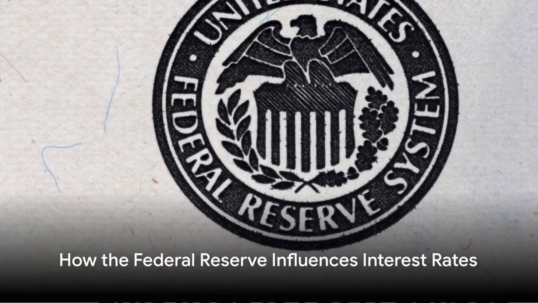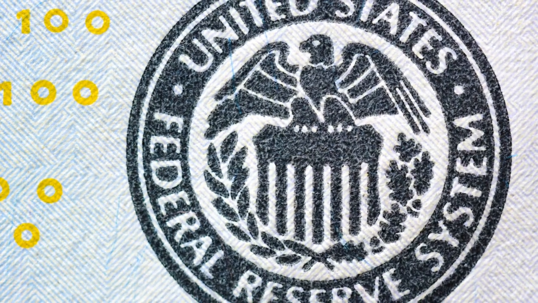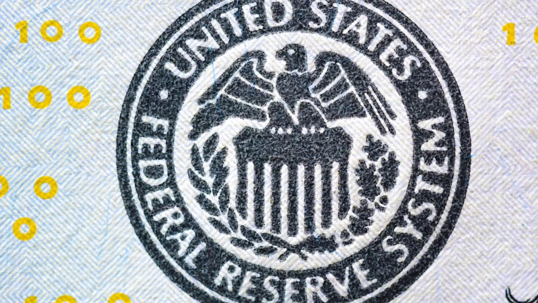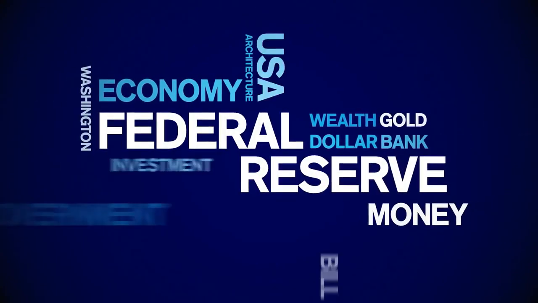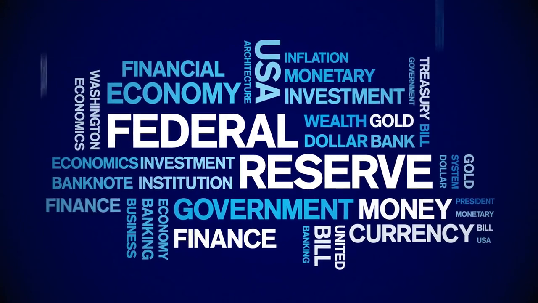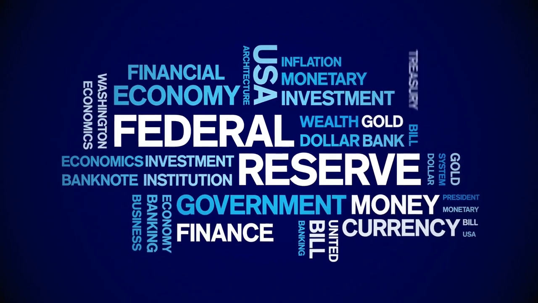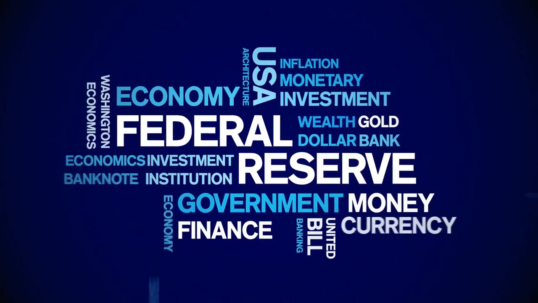But how exactly does the Federal Reserve influence interest rates? Well, the Federal Reserve has three primary methods to control interest rates: open market operations, the discount rate, and reserve requirements. Starting with open market operations. This is the Fed's most frequently used tool. It involves buying or selling government securities in the open market.